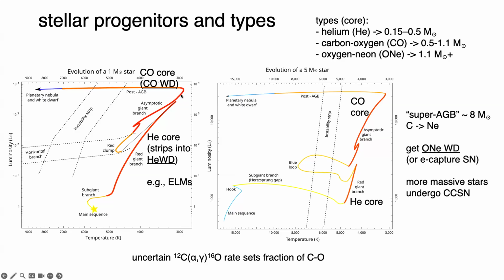Or more likely you have thermal pulses that kick off the hydrogen envelope, and then you end up with a carbon-oxygen white dwarf. So these are the prototypical white dwarfs you should think of, and they're made by single star evolution.